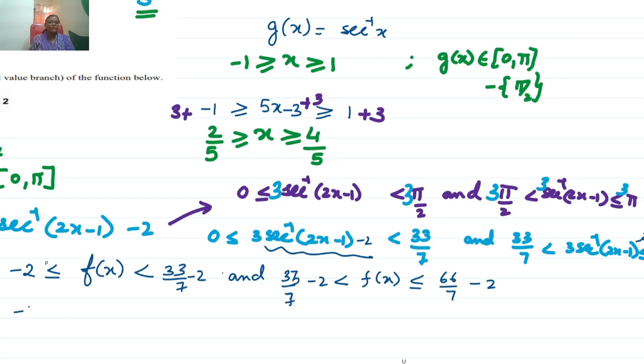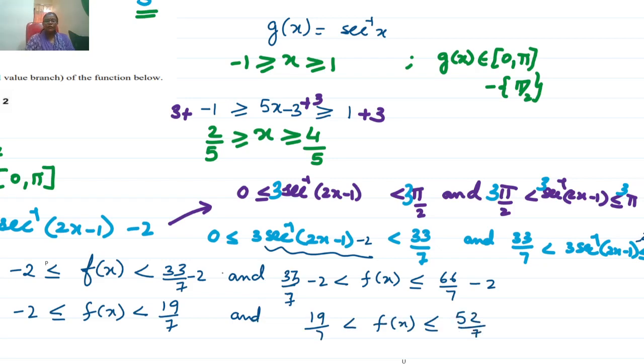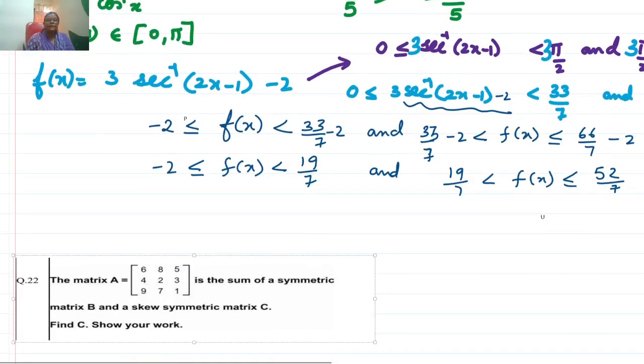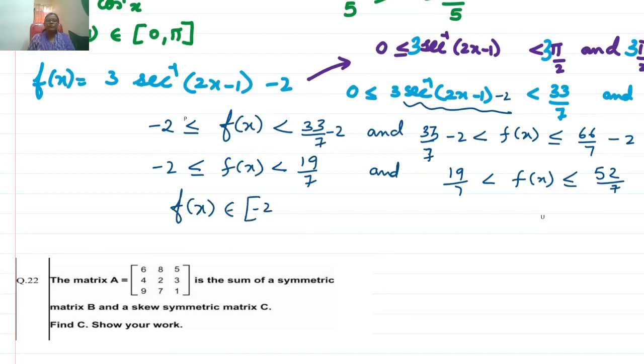So what we get from here is minus 2 is less than or equal to f(x), which is less than 33 minus 14, that is 19 on 7. And 19 on 7 is less than f(x), which is less than or equal to 66 minus 14, that is 52 on 7. So you can always write the concluding statement as: the value of f(x) is between minus 2 to 52 on 7, both included. You need to remove 19 on 7 from this interval. So that's what you have as its range.